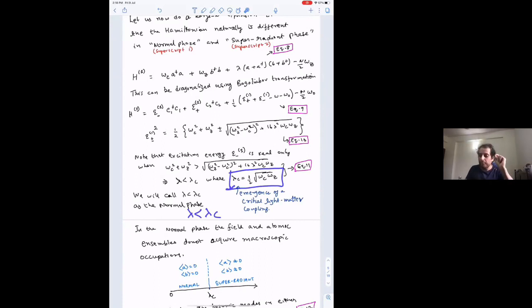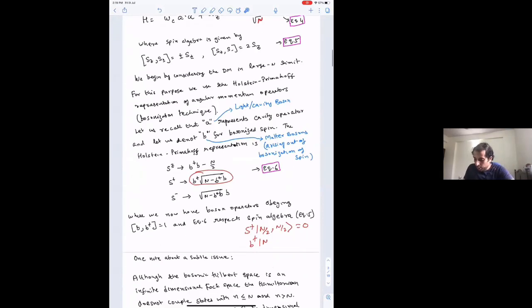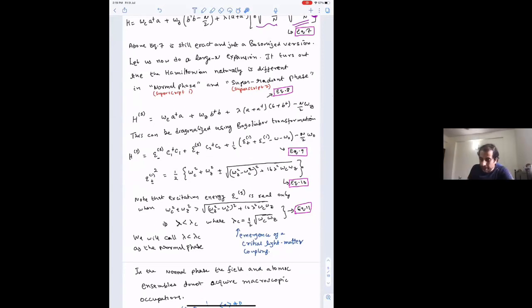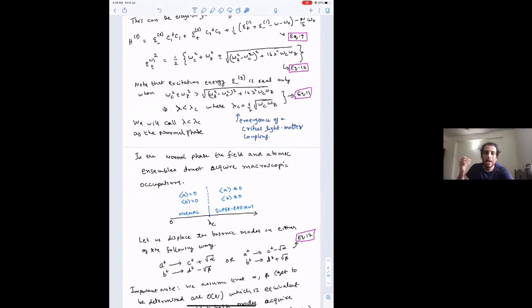So lambda c is nothing but half times the square root of the cavity frequency and the matter frequency. So lambda critical in this problem is just half of the square root of the cavity frequency and matter frequency. I hope the process is clear. So you just end up getting one solution when lambda is less than lambda c, and that is the first Hamiltonian. Let me know if it is not clear. This is called the normal phase, and in this phase neither the field nor the atom acquire macroscopic occupations. So you can think of it as the normal phase when these backgrounds are basically zero.